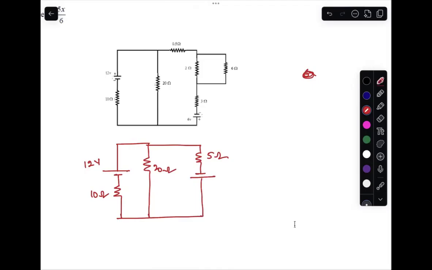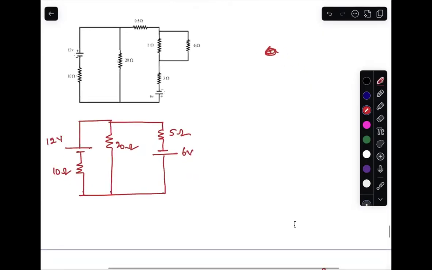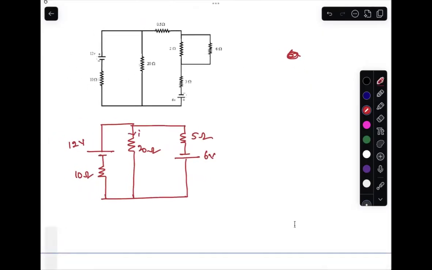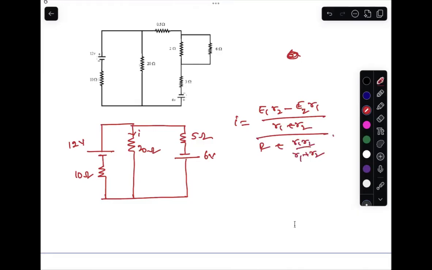That's the circuit, 6 volts. Now we know how to handle such circuits. I am finding out the current through here. And the formula for this is E1 R2 minus E2 R1 by R1 plus R2 by capital R plus R1 R2 by R1 plus R2, because they are oppositely polarized. You know this relation. Now the problem is 12 into 5 is the same as 6 into 10, which means no current through this 20 ohms. This is the first factor that you need to identify.